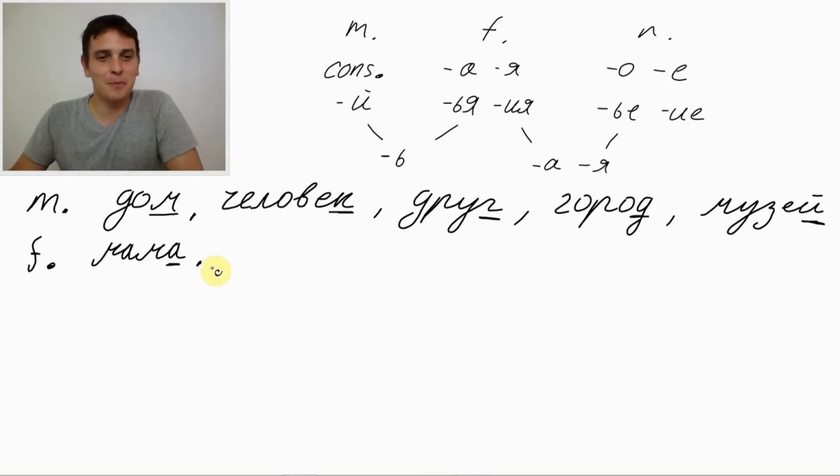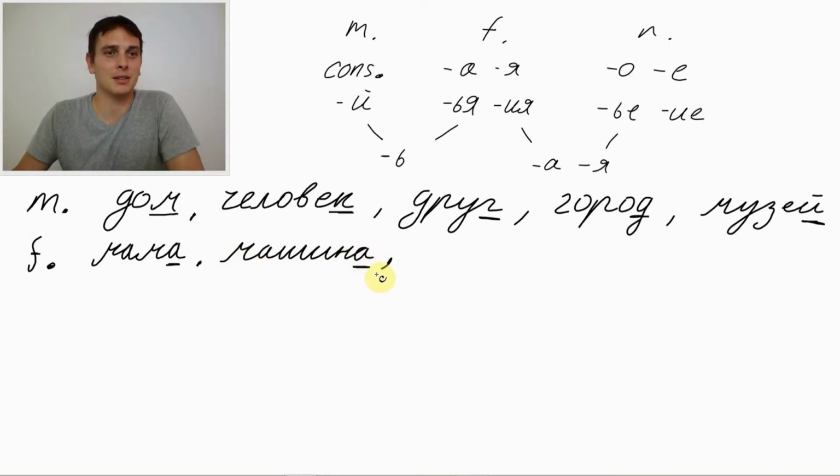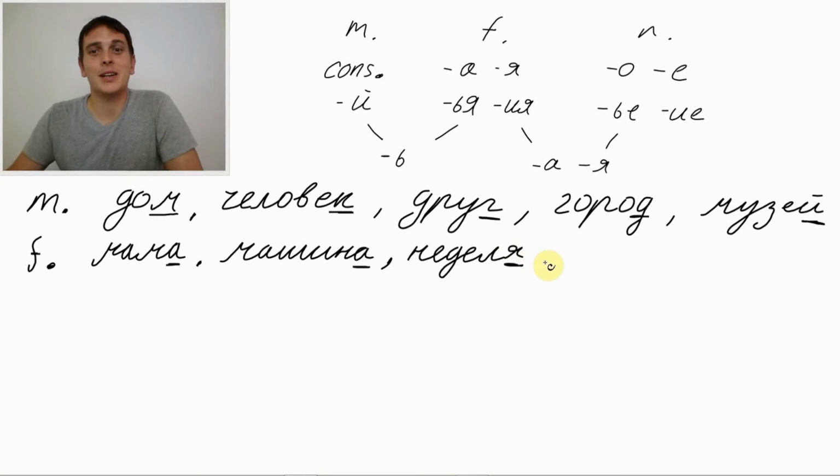Okay, let's continue. Машина. Машина is car. Ma-shi-na. Guess the gender. It ends in A. It must be female. It doesn't have to be female because we got exceptions. It's female. I'm telling you this. Неделя. Week. Не-де-ля. Ends in ya, meaning it's female. In most of the cases it will be female. If you don't know, take the chance and take female. Неделя.